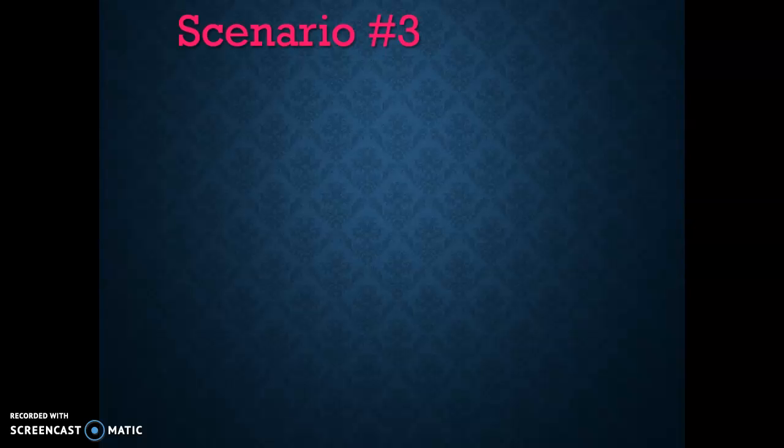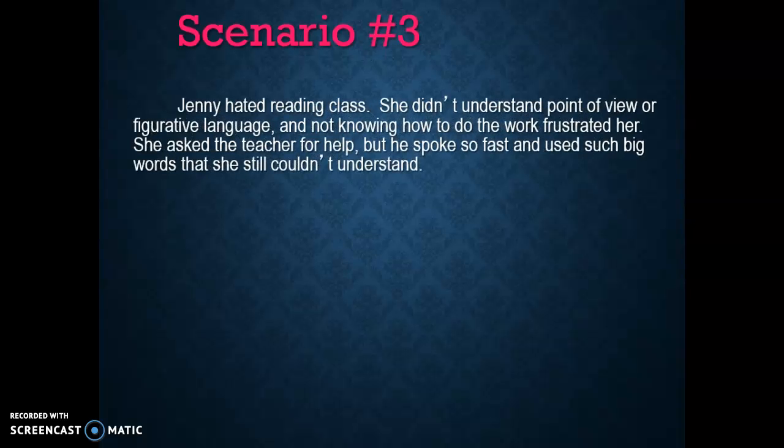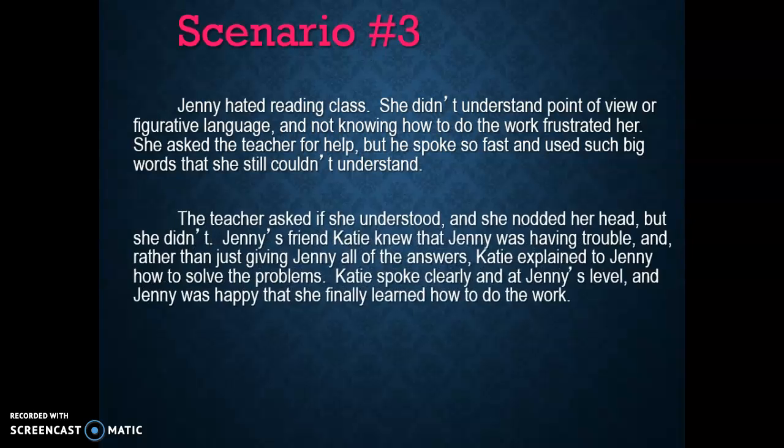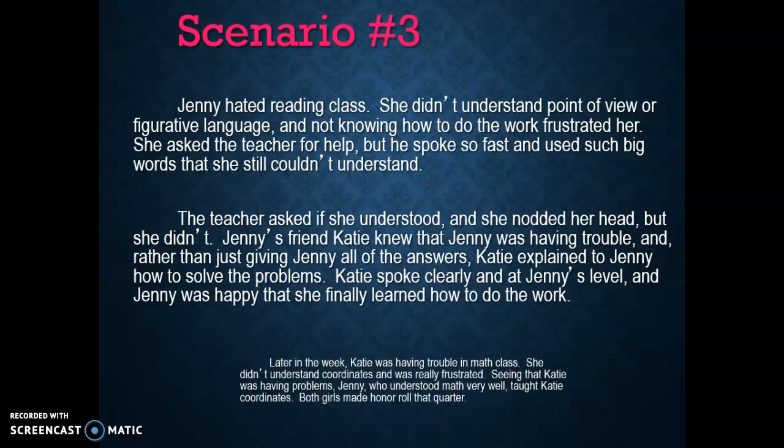All right. Finally, let's look at scenario number 3. Jenny hated reading class. She didn't understand point of view or figurative language, and not knowing how to do the work frustrated her. She asked the teacher for help, but he spoke so fast and used such big words that she still couldn't understand. The teacher asked if she understood, and she nodded her head, but she didn't. Jenny's friend Katie knew that Jenny was having trouble, and rather than just giving Jenny all of the answers, Katie explained to Jenny how to solve the problems. Katie spoke clearly and at Jenny's level, and Jenny was happy that she finally learned how to do the work.